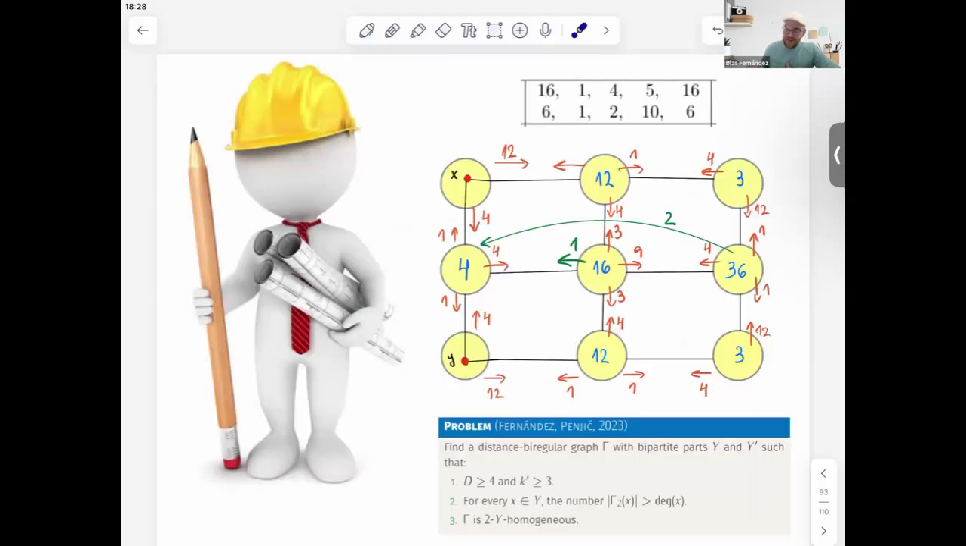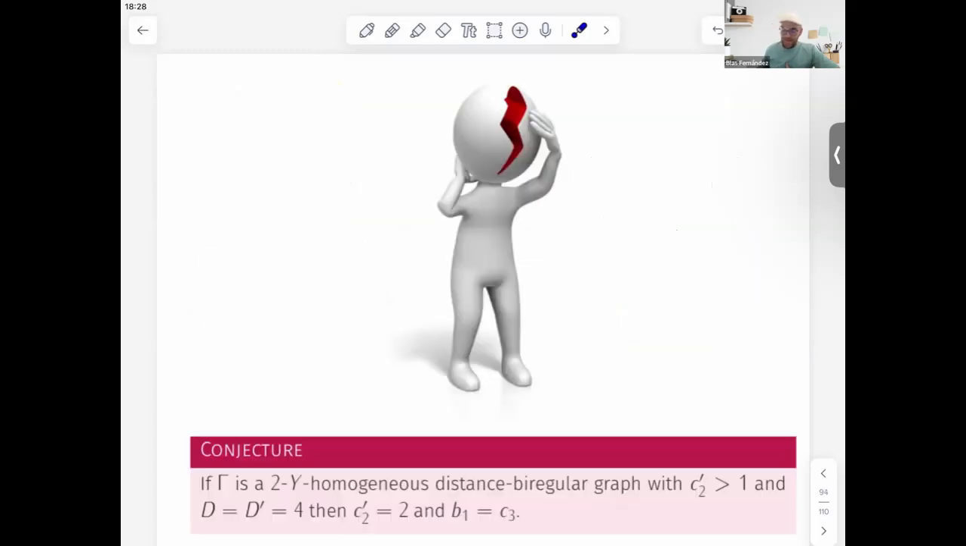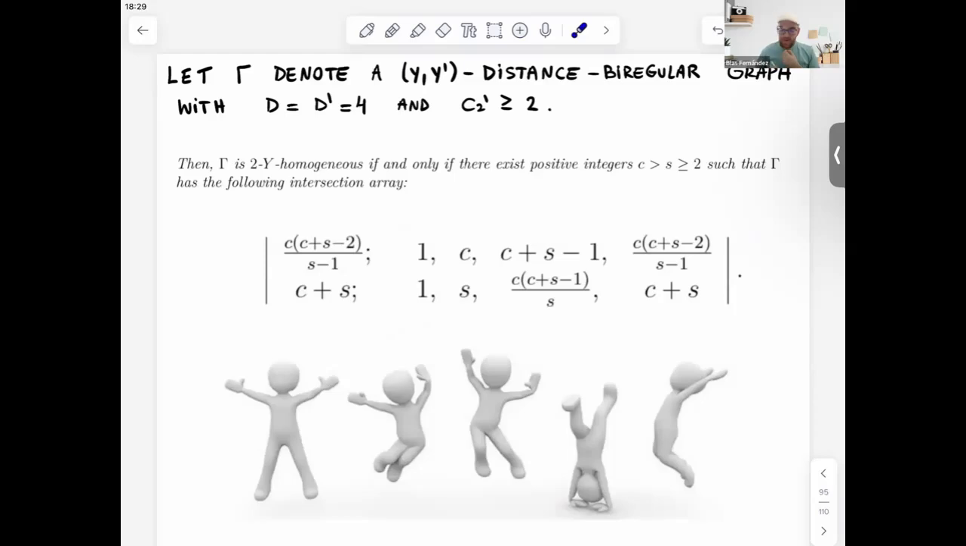And so, it has this distance partition. But now the idea is, this is an example of such a graph, but we would like to find all those with d equal d prime equal 4, which are 2-way homogeneous with c2 prime greater than 1. What we managed to do was to express all the intersection arrays of such a graph in terms of just two parameters, c and s. So these are the values of c2 and c2 prime. This was not easy, we needed too many computations, but we managed to do it.